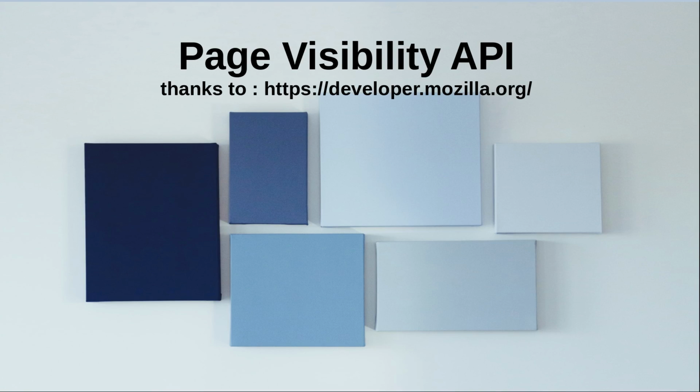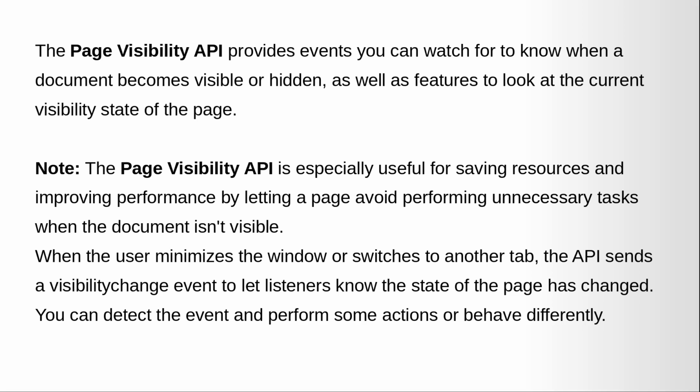In this video training, we will learn about the Page Visibility API using JavaScript. The Page Visibility API provides events you can watch for to know when a document becomes visible or hidden, as well as features to look at the current visibility state of the page. Note that the Page Visibility API is especially useful for saving resources and improving performance by letting a page avoid performing unnecessary tasks when the document isn't available.